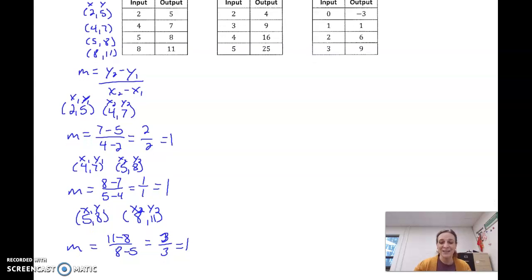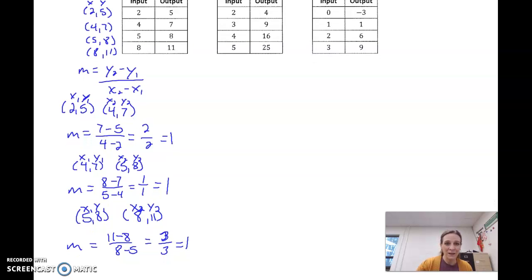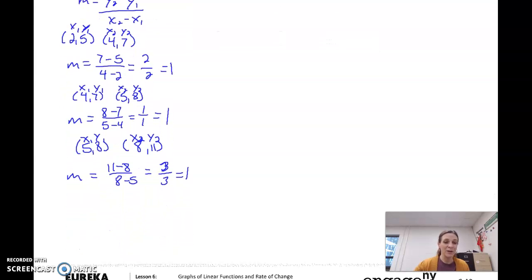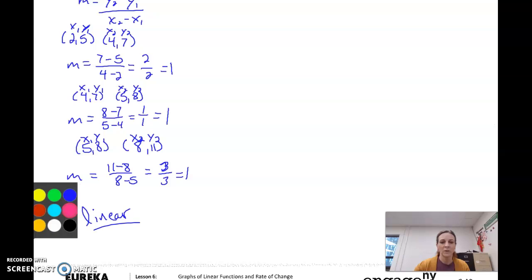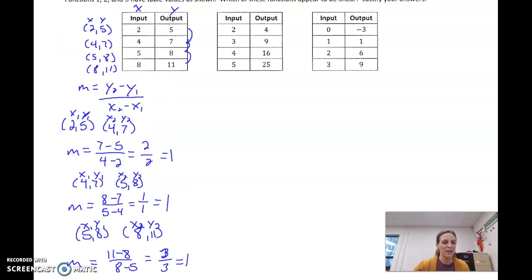So from that case, each point we're moving over, right? Because the inputs are going up. We're going from 2 to 4 to 5 to 8. It's increasing by the same rate. Our rate of change, our constant, our slope is 1. Since it's the same, we can say that this function is linear. Because remember, they all have to be the same for it to be linear. So, function number 1, linear.